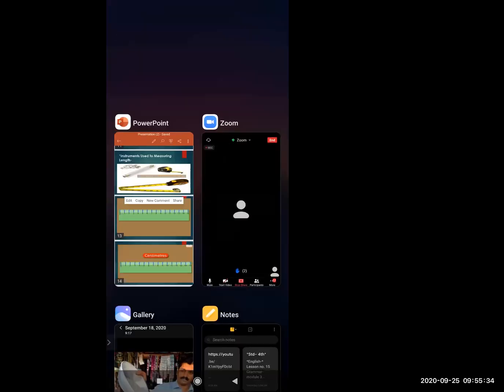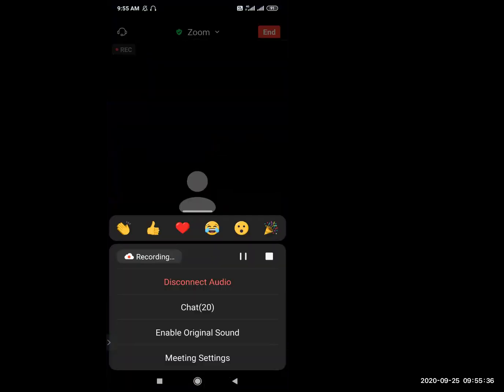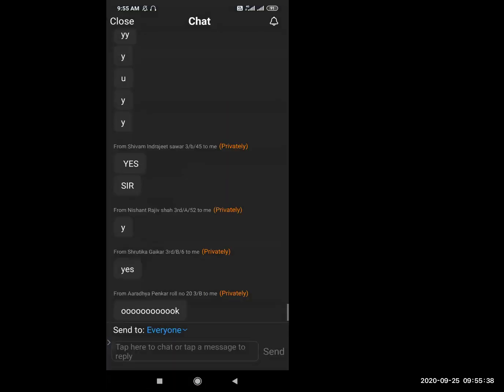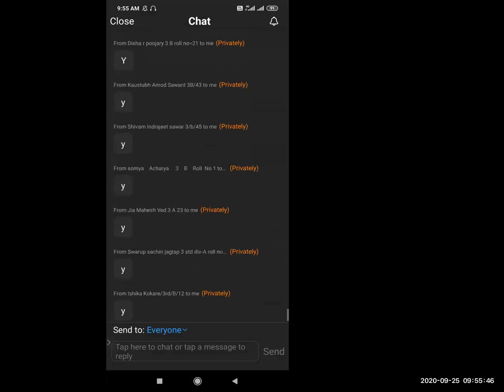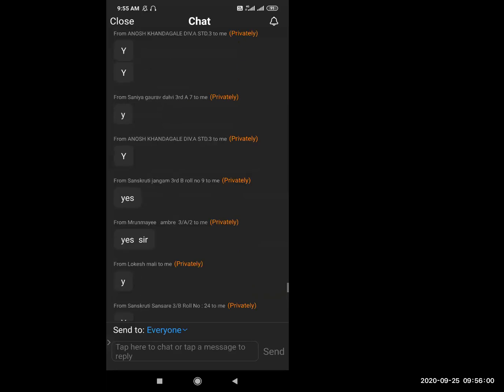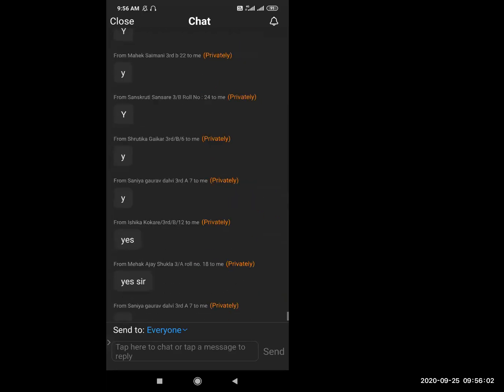So till this point, children, if you have understood all those things, then please type Y in the chat box so that I can understand you have understood all the things whichever we have learned till now. Please type Y in the chat box if you have understood all these things here. What are the ancient measuring devices and what are the modern measuring devices? I want a response from everyone.